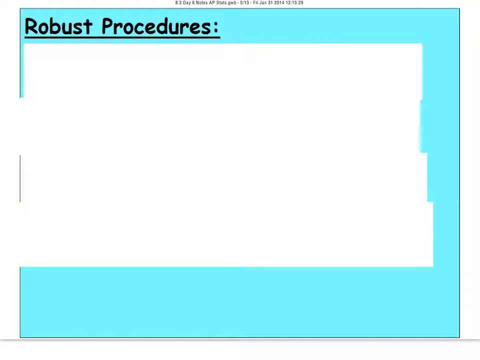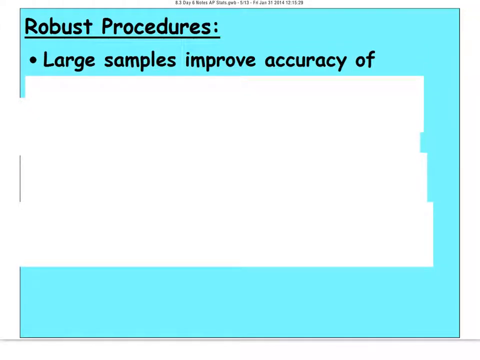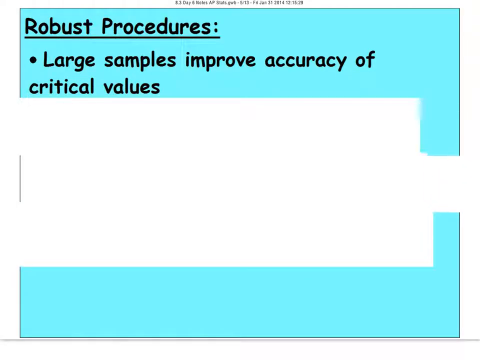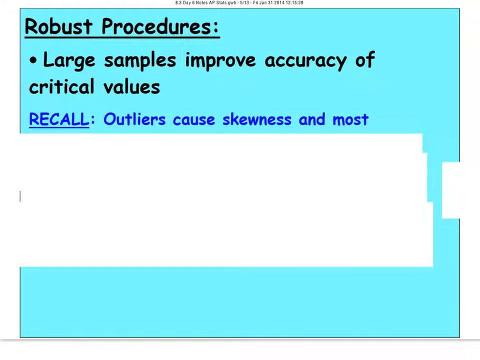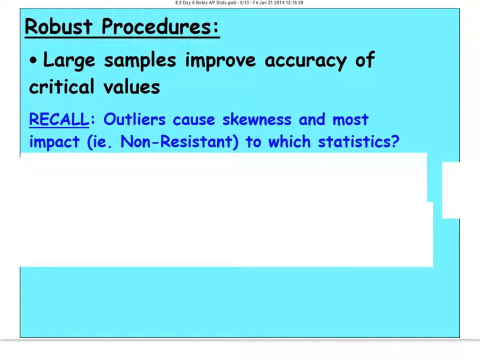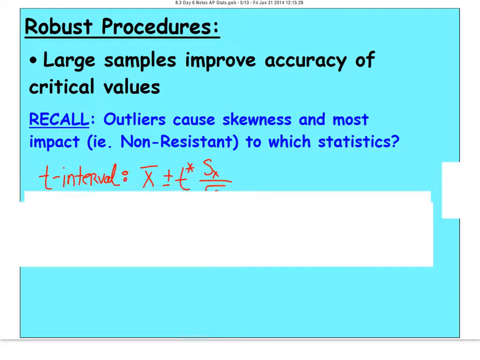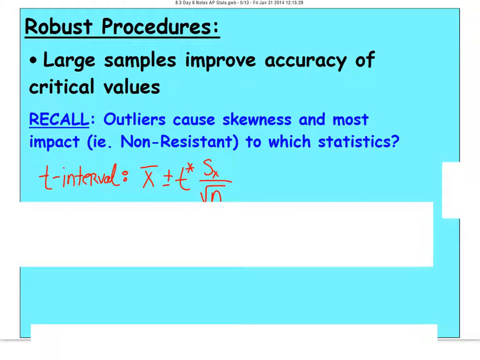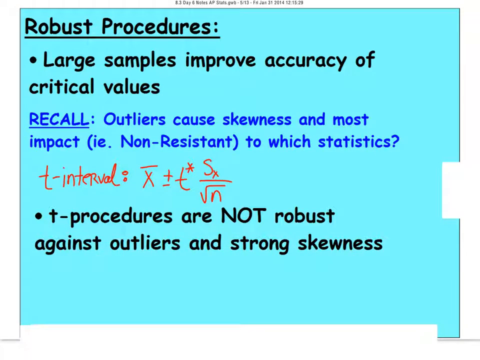So really what that analysis tells us is about robust procedures and the fact that large samples improve the accuracy of our critical values. So what we need to recall here is that outliers cause skewness, and they will most impact which statistic? Well, let's take a look at the interval itself that we created. Here's the interval that we created. Remember, outliers are going to have a huge impact on our mean and our standard deviation, which means our interval is really kind of getting screwed up here. So by using this standard deviation, what's happening is T procedures are not robust against outliers and strong skewness.